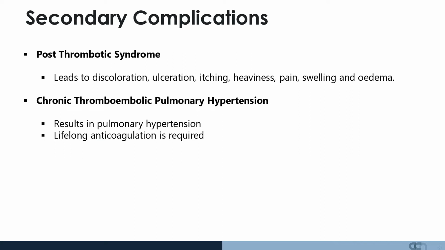If PEs are left untreated, the patient can develop chronic thromboembolic pulmonary hypertension. The raised pulmonary hypertension can advance, causing shortness of breath, exertional dyspnea, and subsequent heart failure, and such patients require lifelong anticoagulation as the risk of recurrent PEs is significantly higher in these patient populations.